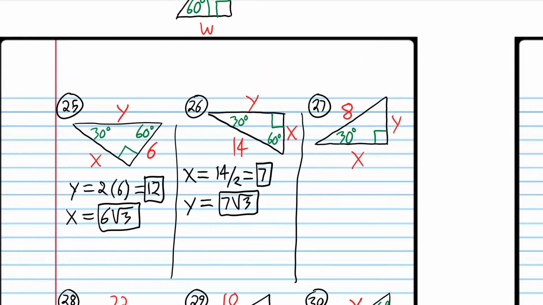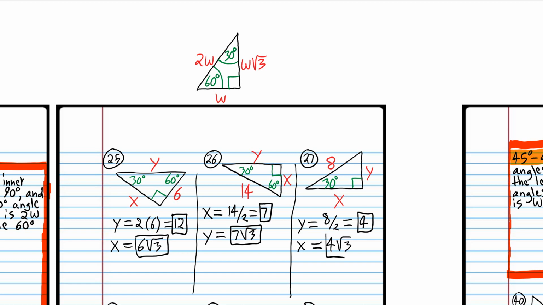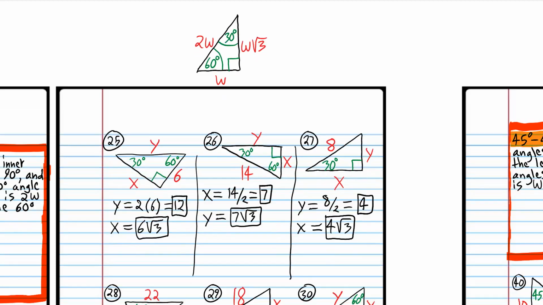So again, in this problem, we're given the hypotenuse, just like we were given the hypotenuse in number 26. We're not given the side opposite 30 degrees. So again, using this picture up here, we know that the side opposite 30, which is y, is going to be half of the hypotenuse, which is 4. So y is 4. And the side opposite 60 is going to be whatever that number opposite 30 is times root 3. So x is equal to 4 root 3.